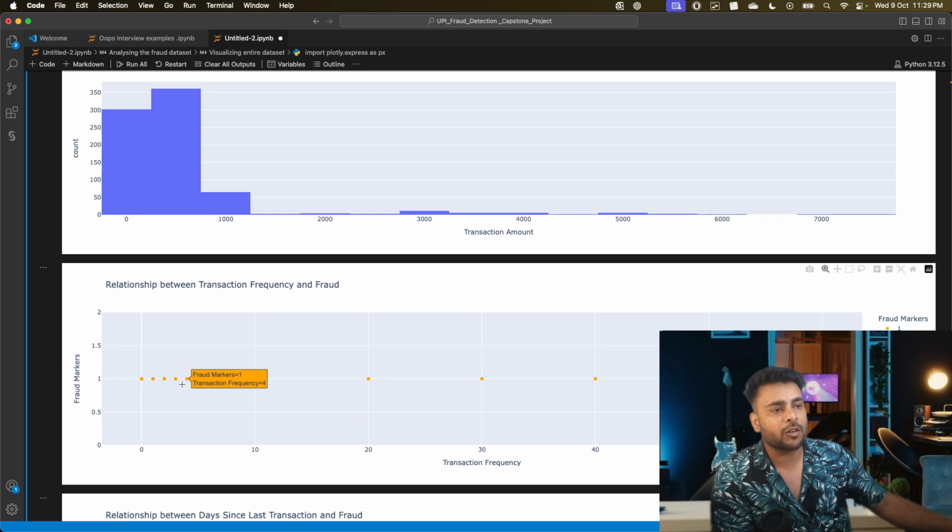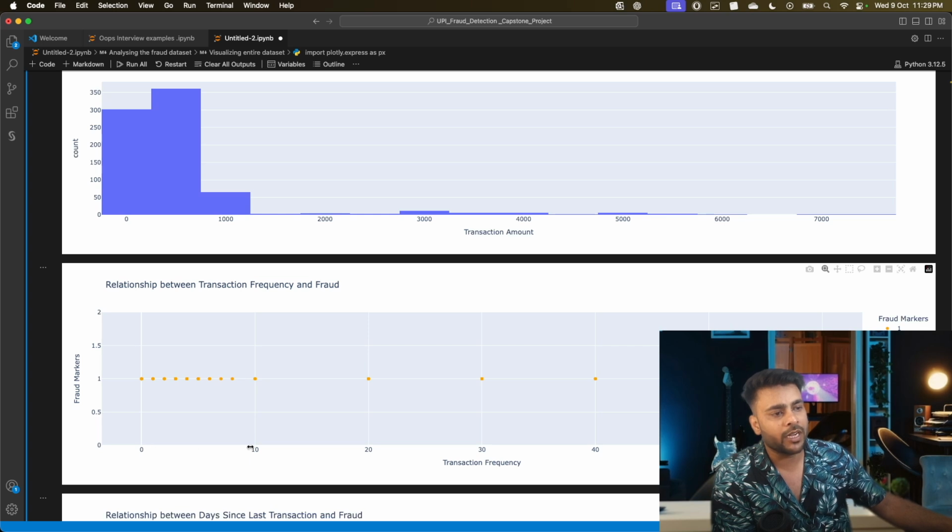Next, we have a scatter plot, which is showing us the relationship between the transaction frequency and fraud. A scatter plot basically shows a relationship between two numerical variables. In this graph, we can basically see when the transaction frequency is 0 to 10.